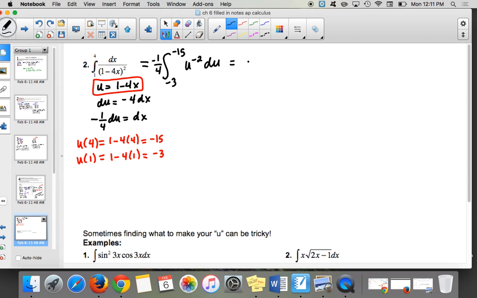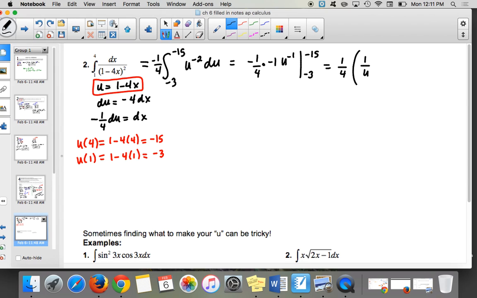All right, so I have my negative 1/4. I integrate my u to the negative 2. So I add 1 to the power, negative 1. 1 over negative 1 gives you still negative 1. And we go from negative 3 to negative 15. Then I would take that negative 1/4 times negative 1 and write it as 1/4. And that's where I usually just keep it out front. I don't really write it for both of them. And then I'd say, okay, I have u to the negative 1, and I'm going to not raise it. I'm going to put in the negative 15 and the negative 3 and subtract them.